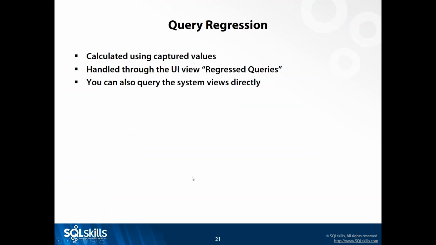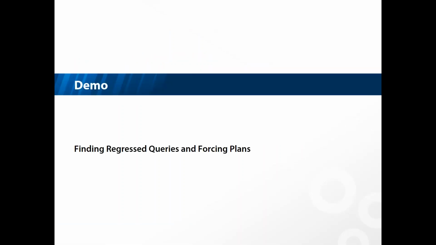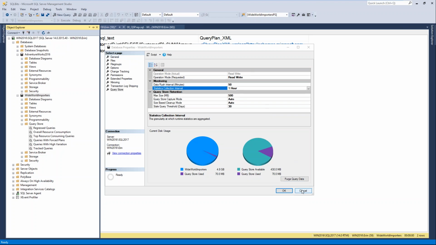over and over again. Now, in terms of query regression, because this was one of the other big benefits of Query Store, it lets me see which queries are not performing well right now, which queries have regressed, which queries are not performing as well as they used to. And this gets calculated using the values that are in Query Store and displayed to you through the regressed queries UI. And you can also query those views directly. So let me hop back over to take a look at this.